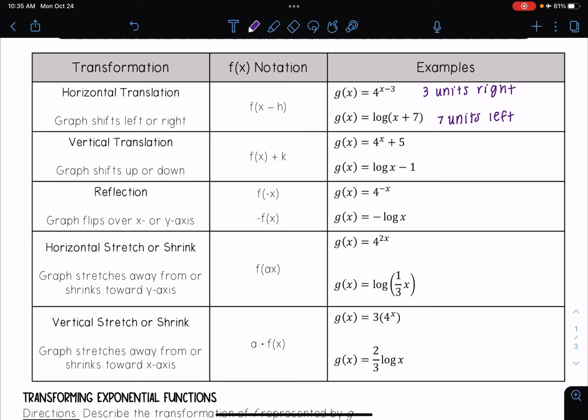Then we have vertical translation, and that shifts the graph up or down. In function notation, that looks like f of x plus k. So an example here is 4 to the x plus 5. That would mean it's going 5 units up. And then we have log of x minus 1. This would be going 1 unit down.